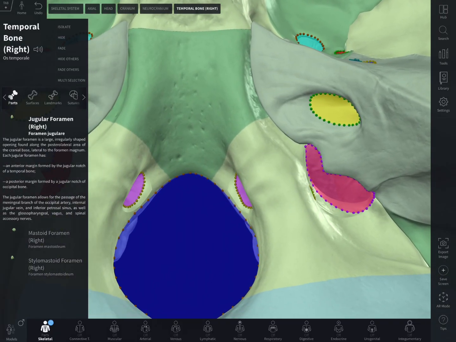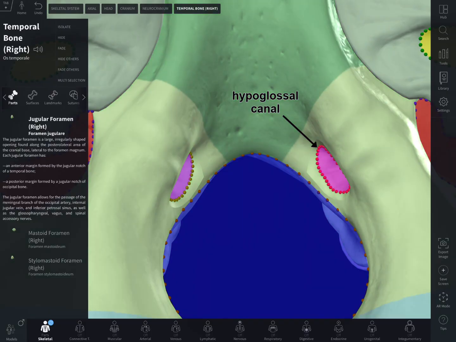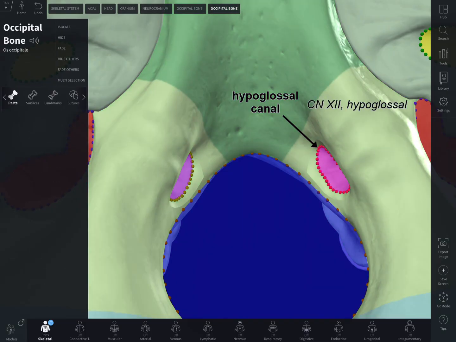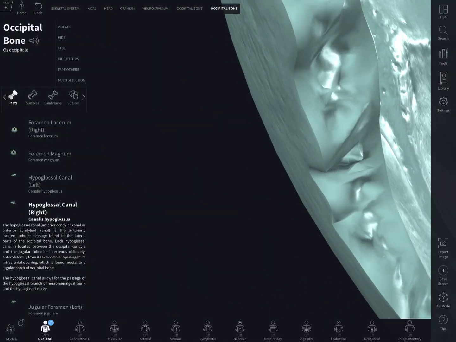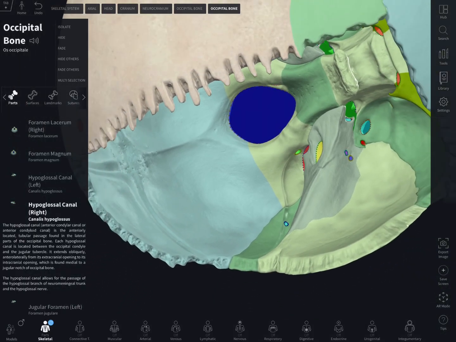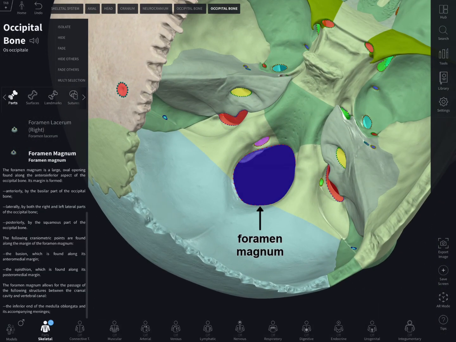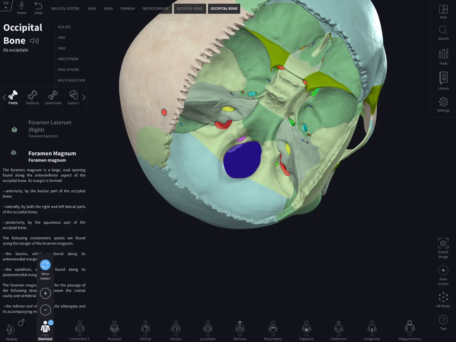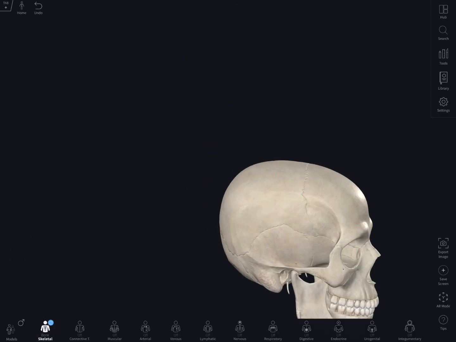Near the bottom of the posterior cranial fossa, we find the hypoglossal canal, which transmits cranial nerve 12, the hypoglossal nerve. Finally, we see the largest hole, the foramen magnum, which transmits the spinal cord. Those are the major bones and foramina of the skull.